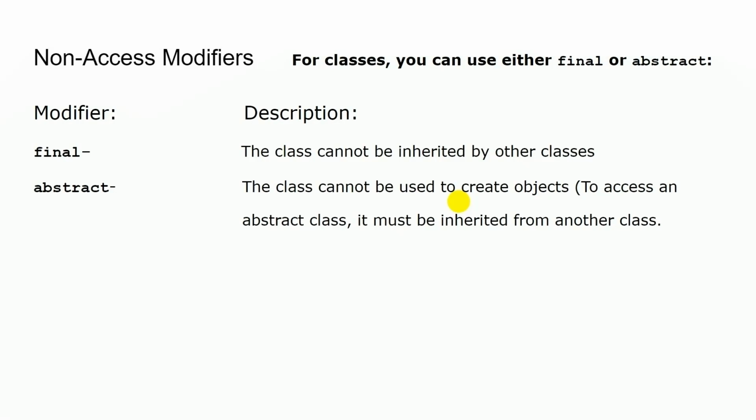The final modifier, when used, will make the class not able to be inherited by other classes. The abstract modifier, when used, won't allow the class to create objects. To access an abstract class, it must be inherited from another class.